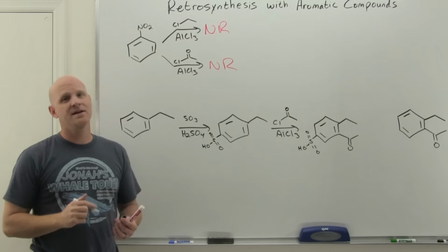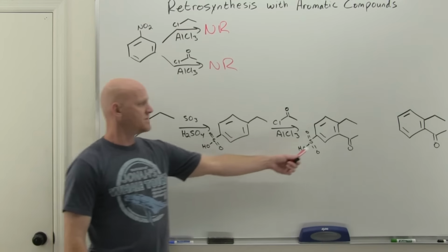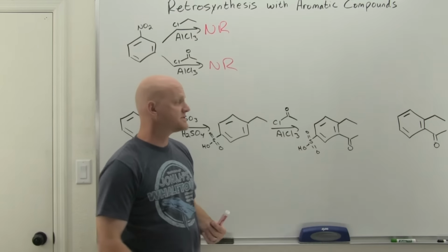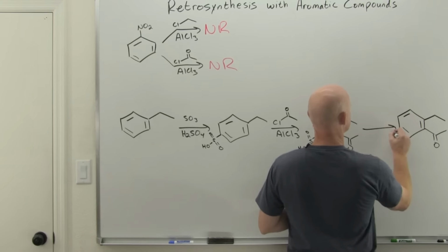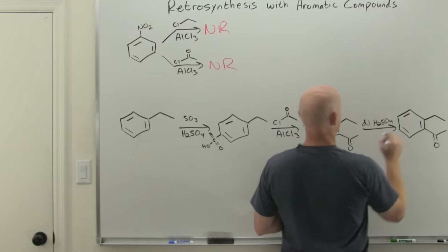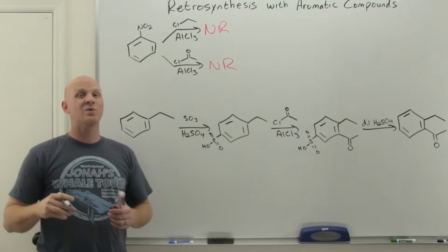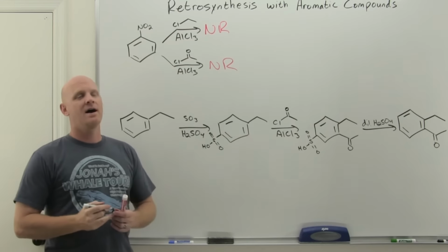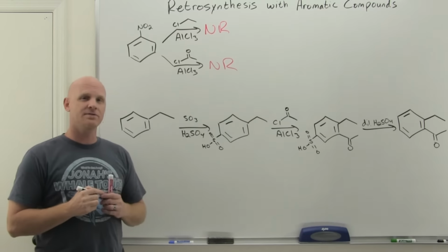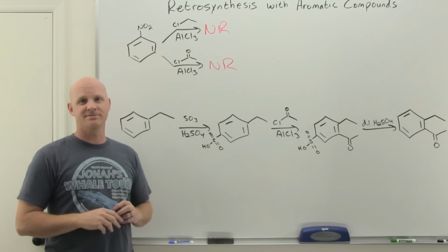Cool, taking us right here. And now, because we temporarily blocked that para position, we've got our lovely acylation occurring in the proper position, and now we'll just desulfonate with our dilute H2SO4. So once again, if you've got an ortho para director and you want to only go ortho, this is one way to pull it off selectively using that lovely sulfonate group as a blocker of that para position.